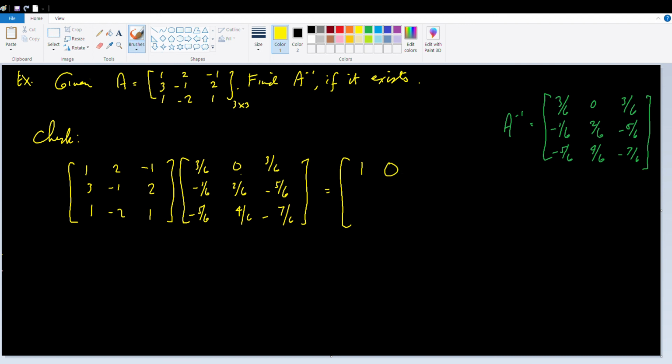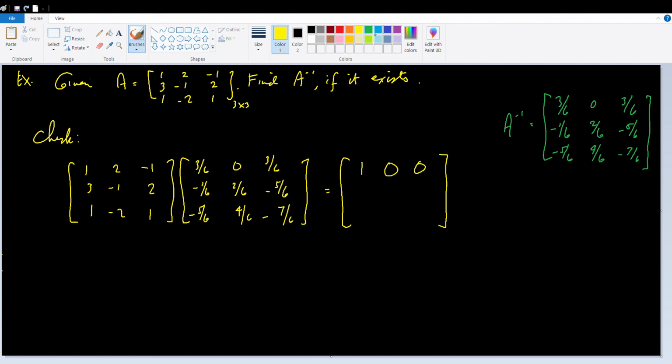Then, 1, 2, negative 1 multiplied to 3 over 6, negative 5 over 6, negative 7 over 6. So 1 times 3 over 6 is 3 over 6. 2 times negative 5 over 6 is negative 10 over 6. Negative 1 times negative 7 is positive 7 over 6. 3, negative 10, and 7, that will be 0 over 6 or 0. So this is equal to 0.